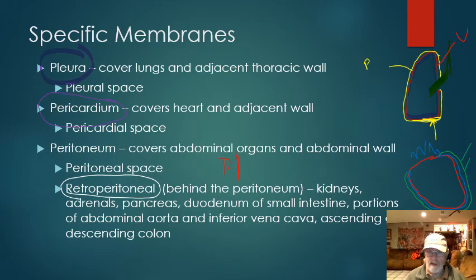The aorta and the vena cava are stuck to the backside of the abdominal wall. Why? Because that peritoneum tacks them to the backside of the abdominal wall. They don't move. If they move, it's a very little amount. And these things are called retroperitoneal.